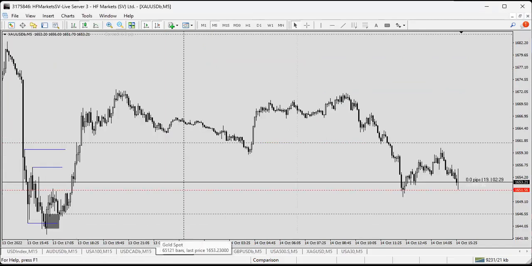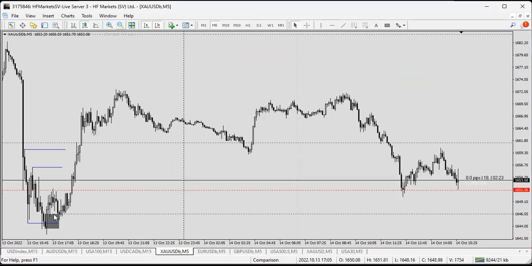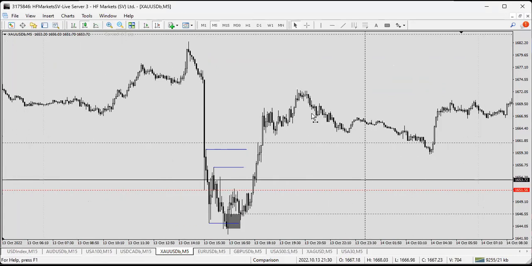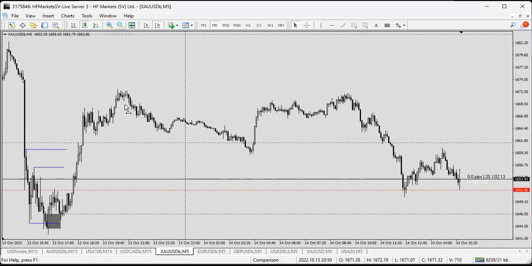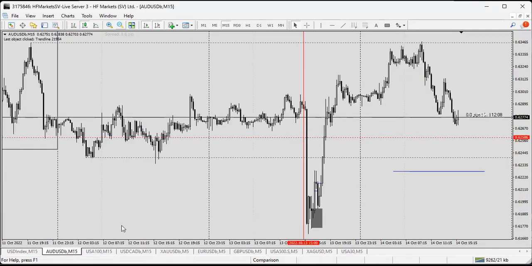Gold, let's take a look at gold. A gold trade yesterday still pains me. I mean, look at this. Absolutely beautiful, but it is what it is. Now, gold doesn't seem to have a fancy dealing range like all the other pairs. See? Gold didn't take its high. AU did.